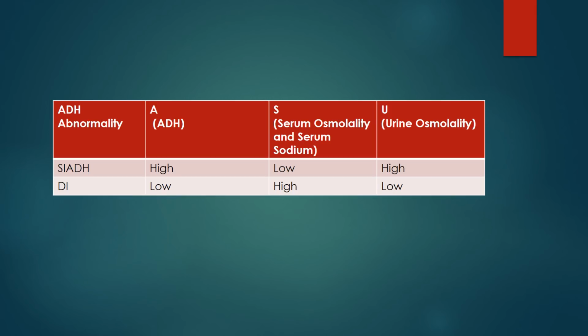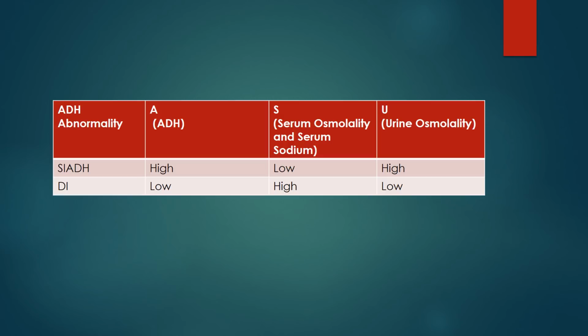Now, one more way to memorize SIADH and DI is to make a table. So as I always say, when you're being tested on these topics and you forget everything you've ever been taught, this will hopefully help you. So draw a table with 3 rows and 4 columns. And in the first column, you'll write ADH abnormality. And then in the subsequent columns, write A, and then S, and then U.